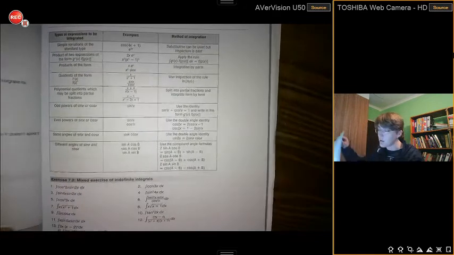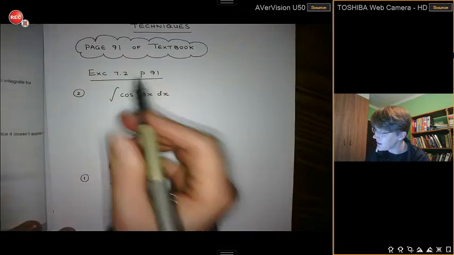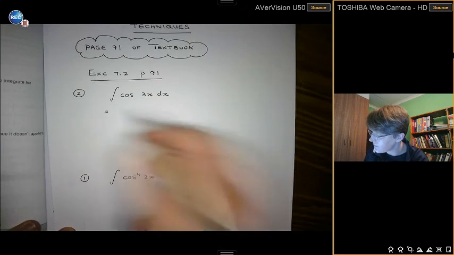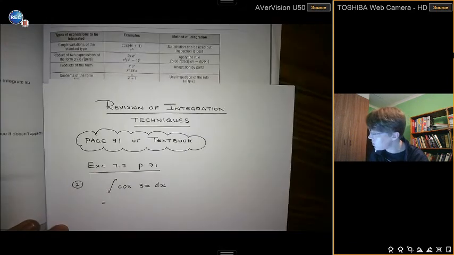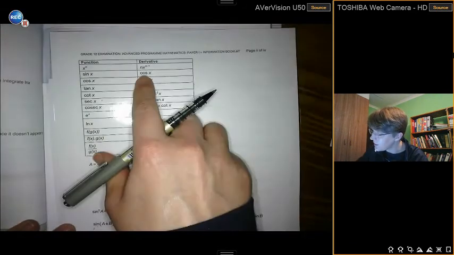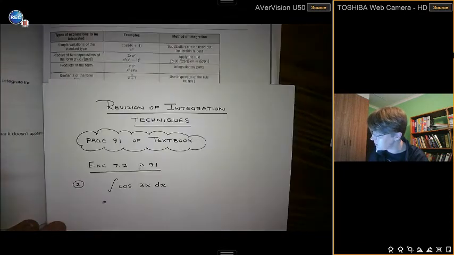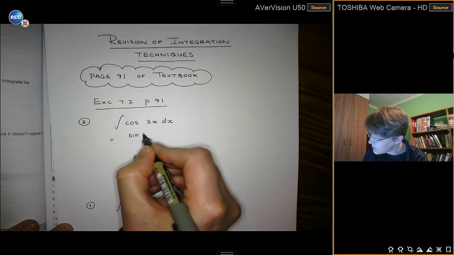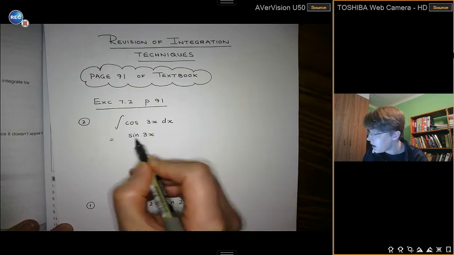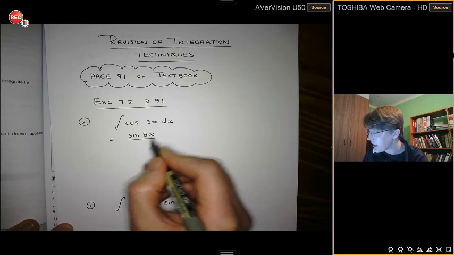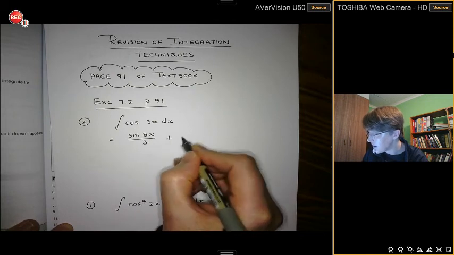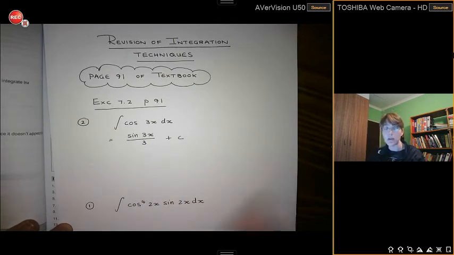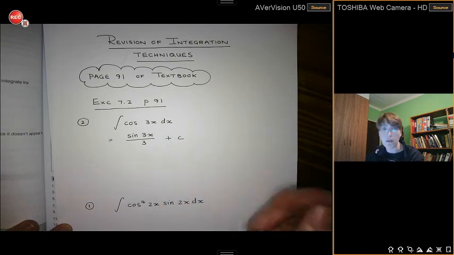So in the first example, it says the integral of cos 3x. Cos, according to this table, is going to be integrated into sine. So I will just say it's sine of 3x, and then you use that short method where I divide by the derivative of that inside, which is 3, plus c. And I'm done. Simple as that. So these are just the variations on those simple ones where you use the table.